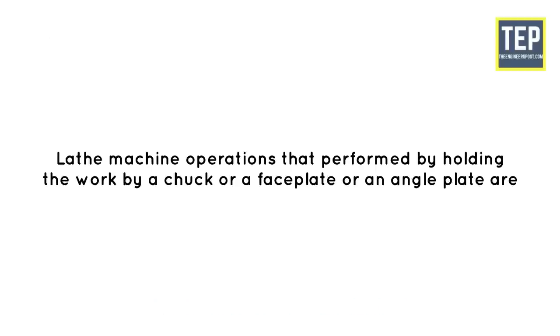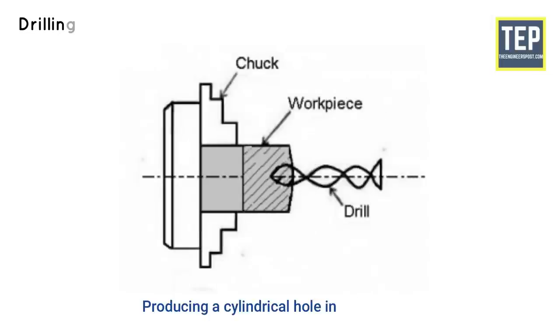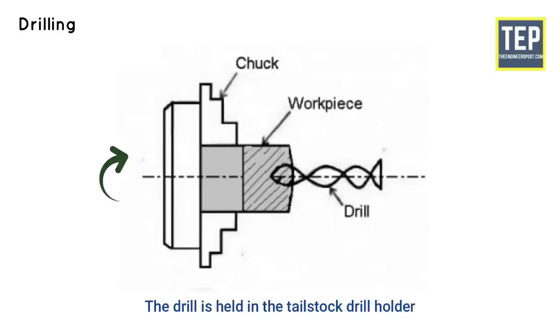Lathe machine operations performed by holding the work by a chuck, a faceplate or an angle plate are as follows. Drilling. Drilling is the operation of producing a cylindrical hole in a workpiece. It is done by a rotating tool. The rotating cutter is known as a drill. In this operation, the workpiece is revolving in a chuck and the drill is held in the tailstock or drill holder.